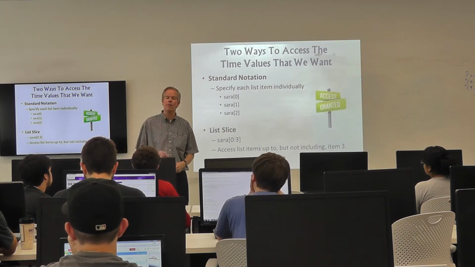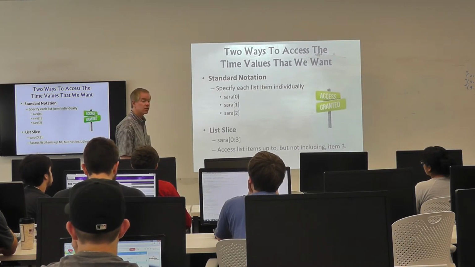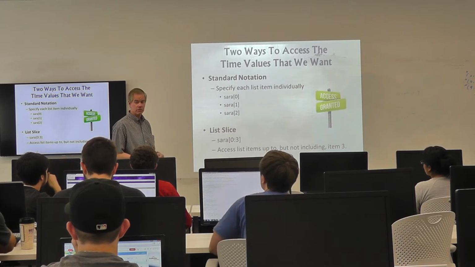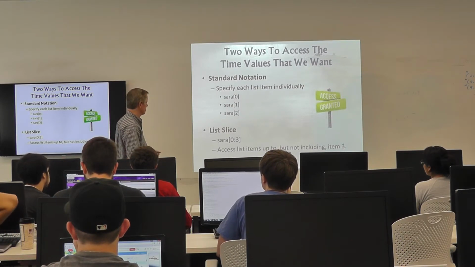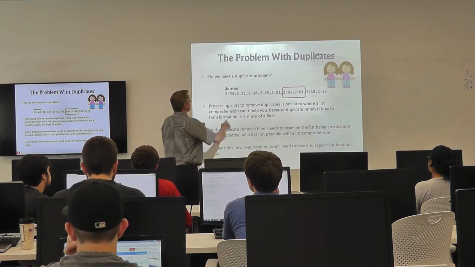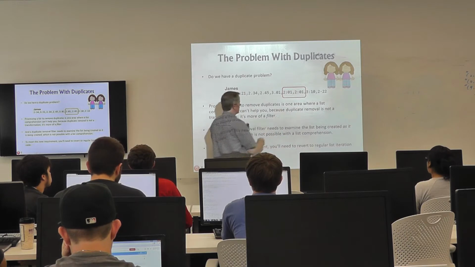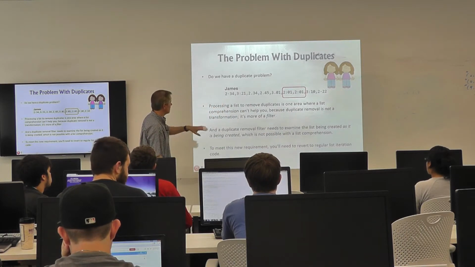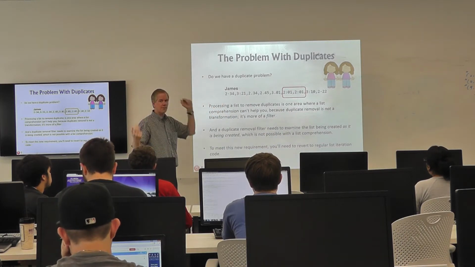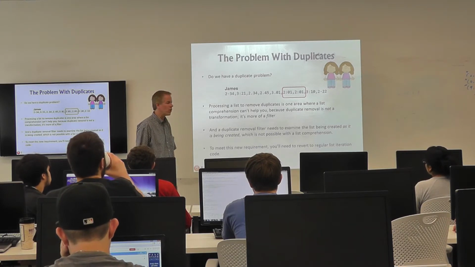But we have a little problem. What is our little problem? Duplicate values, right? The coach said he wanted the fastest 3 values. So what are we going to do about this? Here's James's data, and you can see very clearly we've got duplicates in there. Processing a list to remove duplicates is one place where list comprehension isn't going to do any good for us. Our fancy new technique is not going to help one bit.